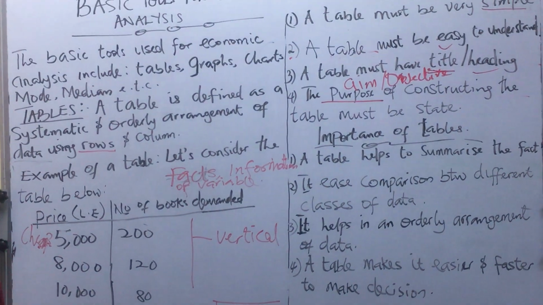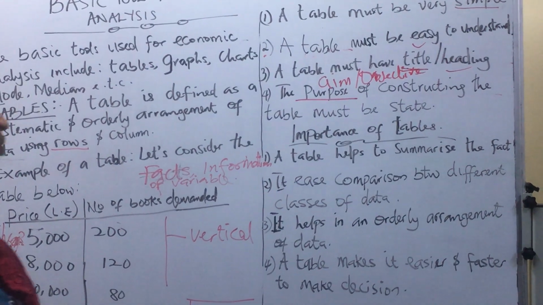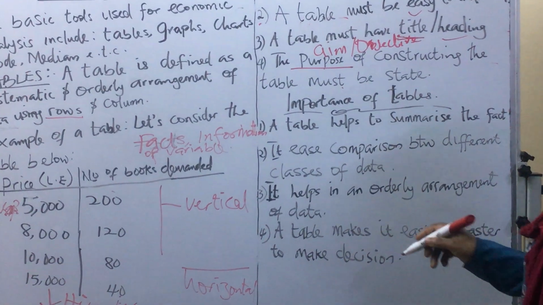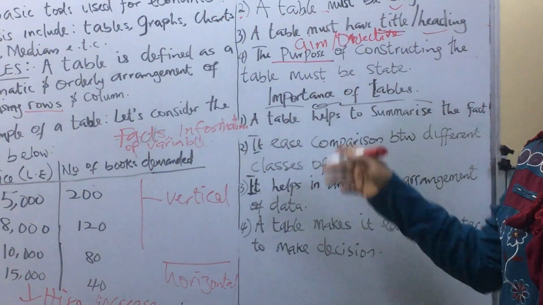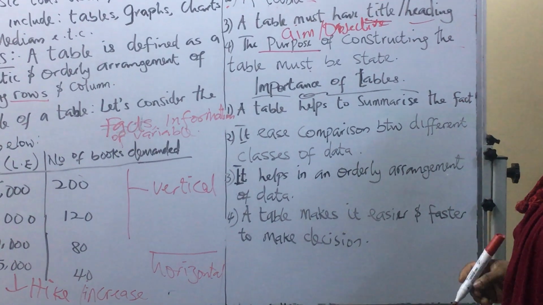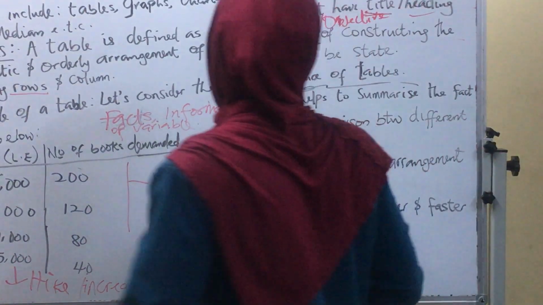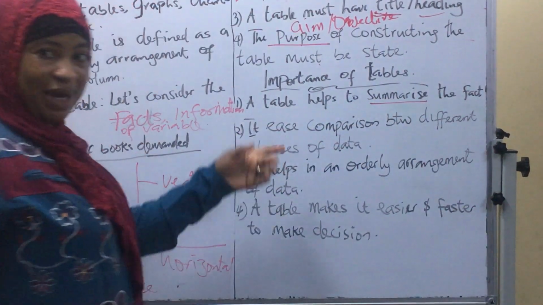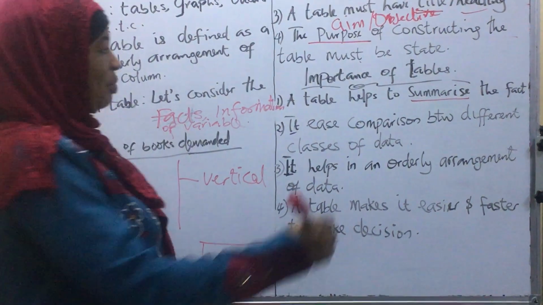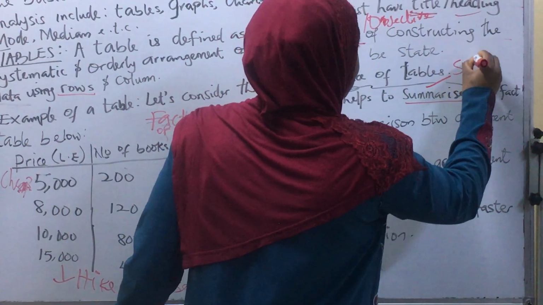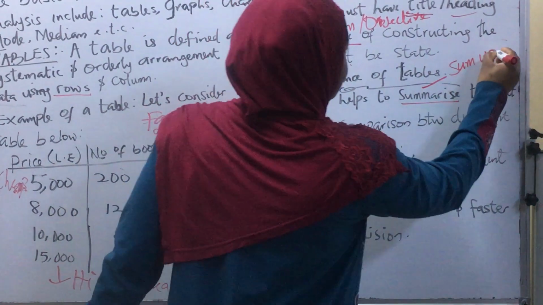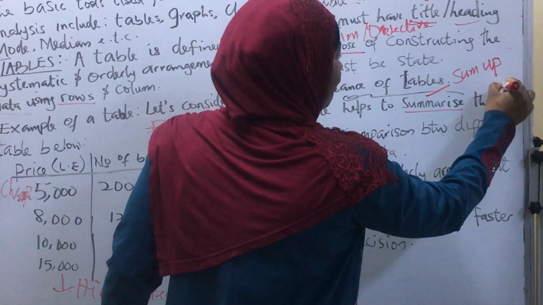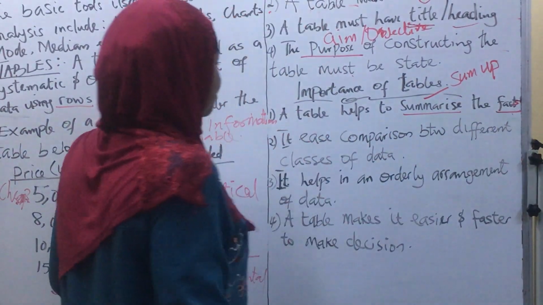Then we move on to the importance of tables. What do we mean by importance? That is the benefits, the advantages of using a table to solve the problems of economics generally. A table helps to summarize the facts. Summarize here means to sum up the facts, which are our information, our data here.